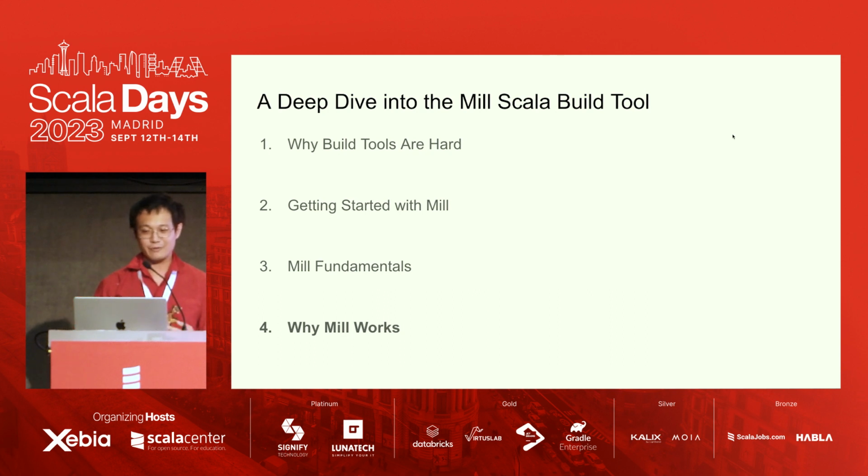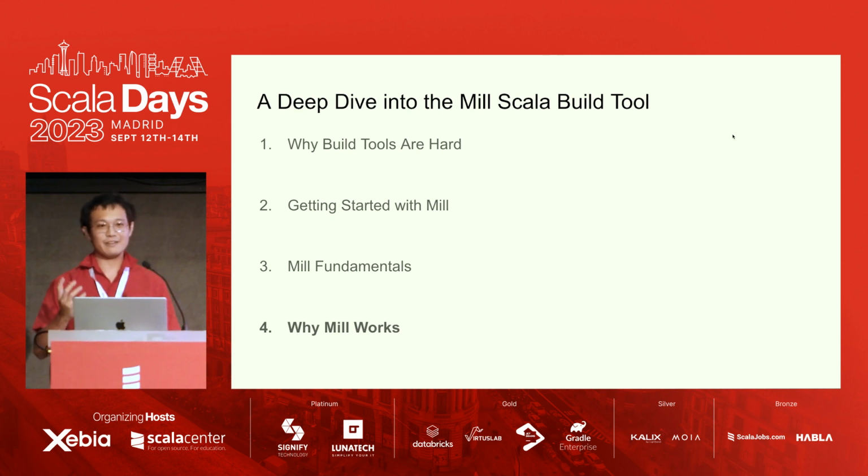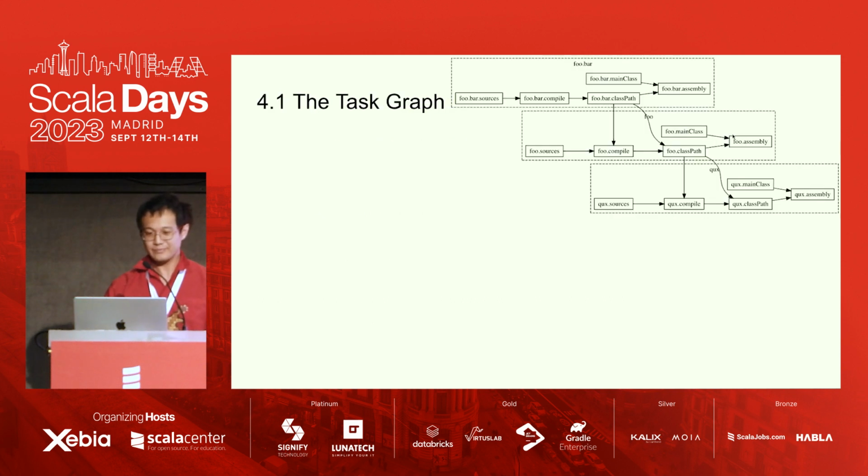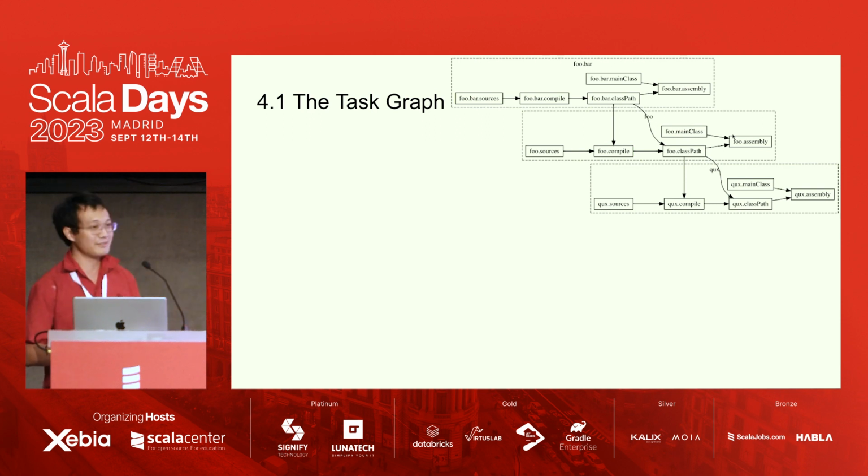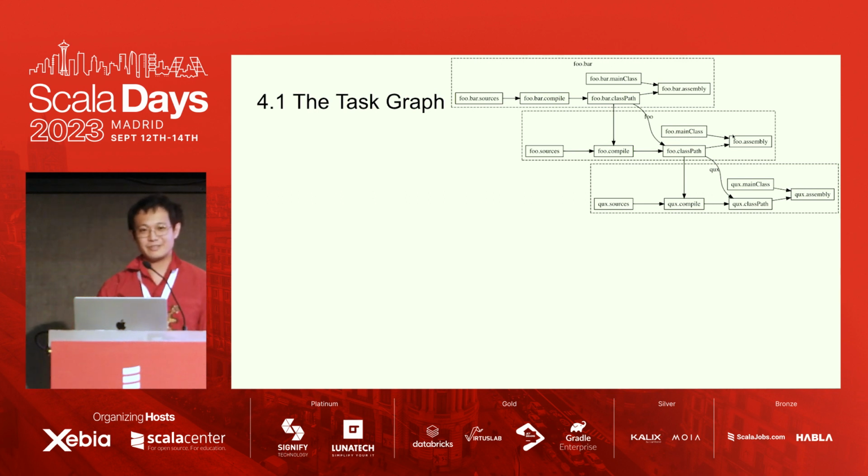And to me, that comes down to Mill's 2 core concepts. There's a task graph and the module tree, we've covered both of them in the last section, and how they're embedded into the core Scala language. So the first concept is a task graph. On the top left is a task graph that we discussed earlier with our 3 modules templated out. So this graph is captured ahead of time. It's what gives us the ability to parallelize things, introspect things, cache things, and so on.